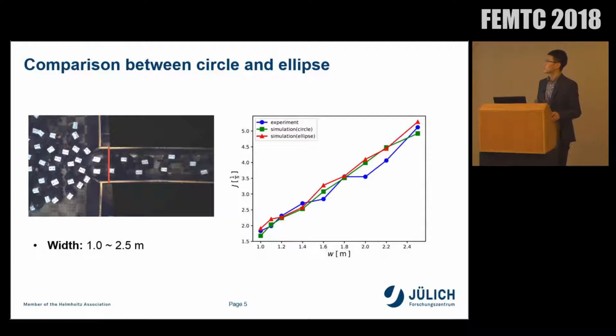In this figure, the blue circle is the experimental data, the green square is the simulation result when the shape of pedestrians is circle, and the red triangle is the simulation result when the shape is ellipse. From this figure, we can say that after validation, the relation we obtained from the simulation, when the shape of pedestrians is circle and ellipse, both agree with the experimental data.